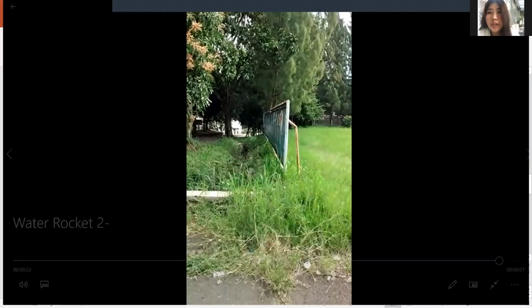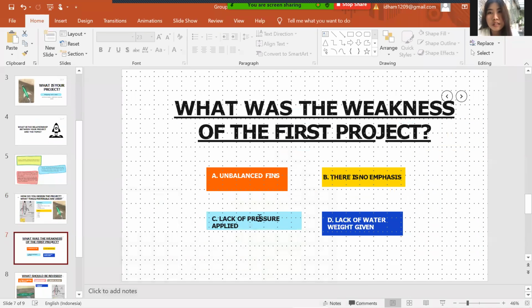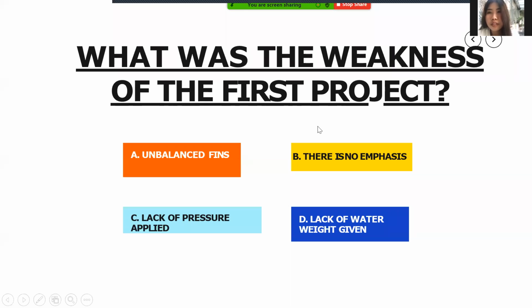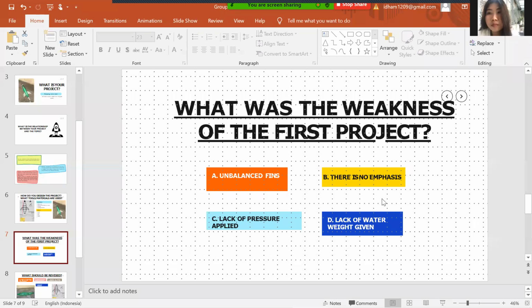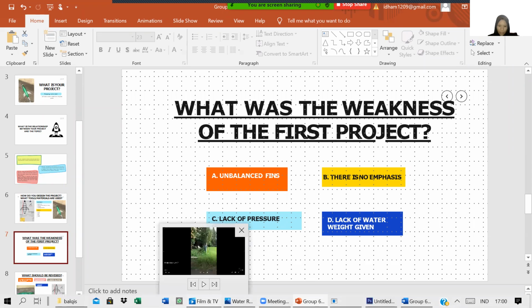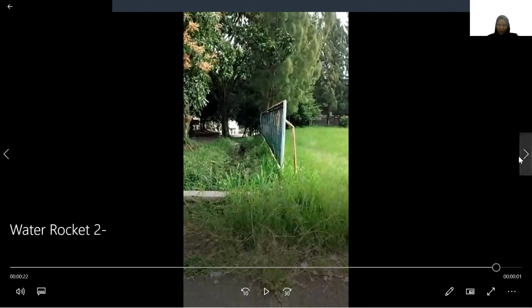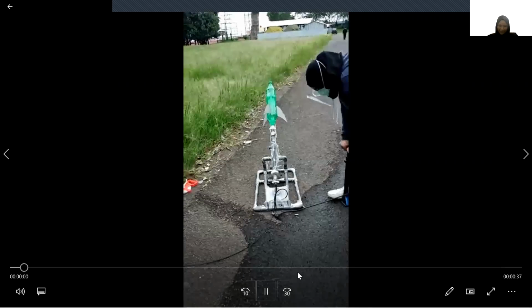We from the video we have a problem. The direction is thrown on left, right, and the weakness of the first project is A, unbalanced fins, B, there is no emphasis, C, lack of the pressure applied, D, lack of water weight given. Okay, the next we will explain by Dicky, and I will show you the video about PVC rocket, water rocket.